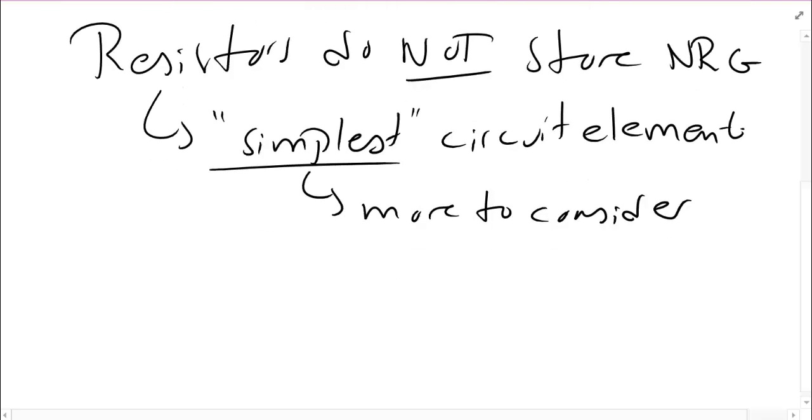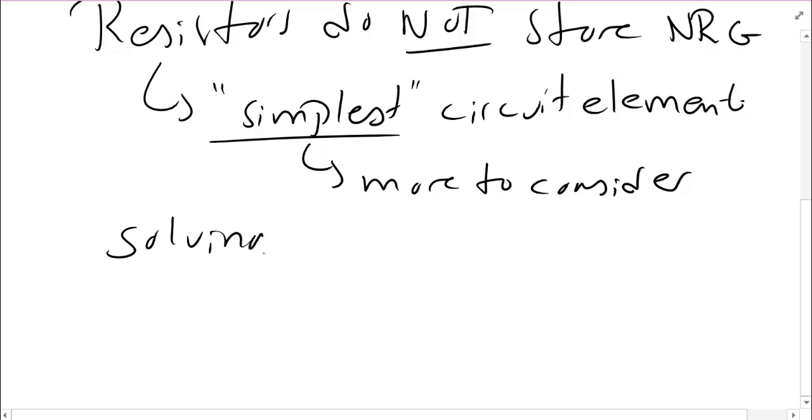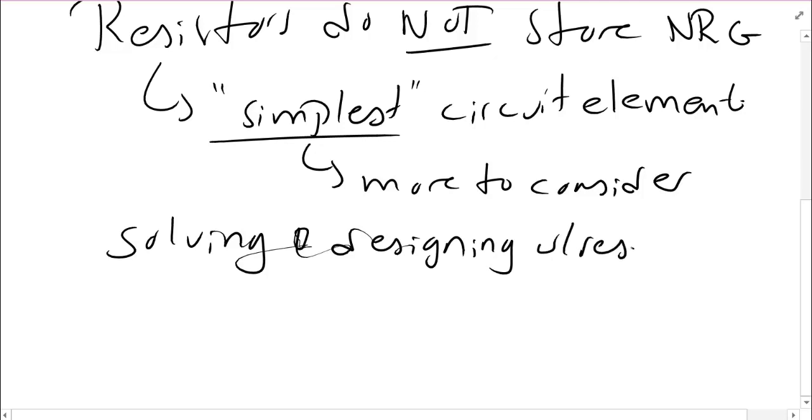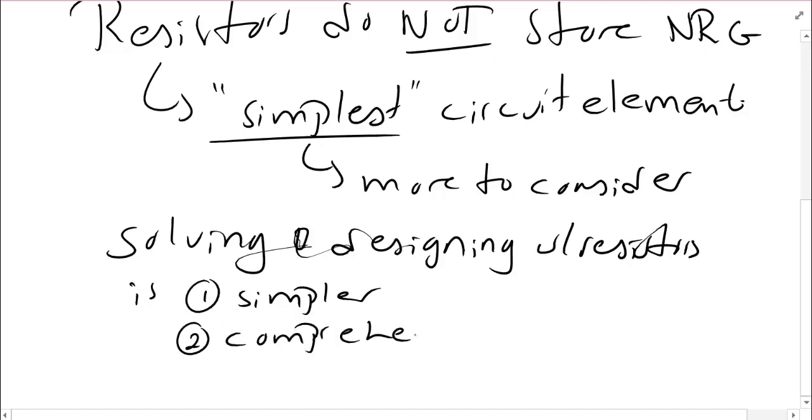The reason we study resistors is because solving circuits and designing them with resistors is, number one, simpler than using mixed circuits, and number two, comprehensive. What I mean by that is any techniques we develop for resistors with suitable modifications can be used for more complex circuits. So it makes sense to develop those techniques with resistors and then expand upon them when necessary for more complicated circuit elements.